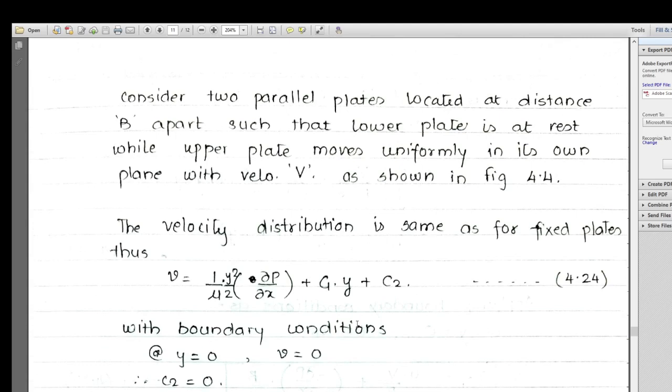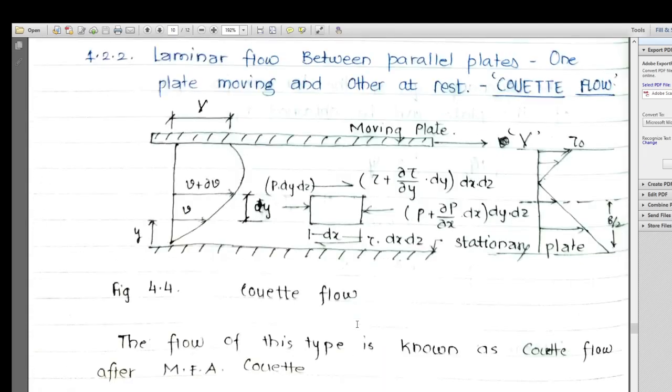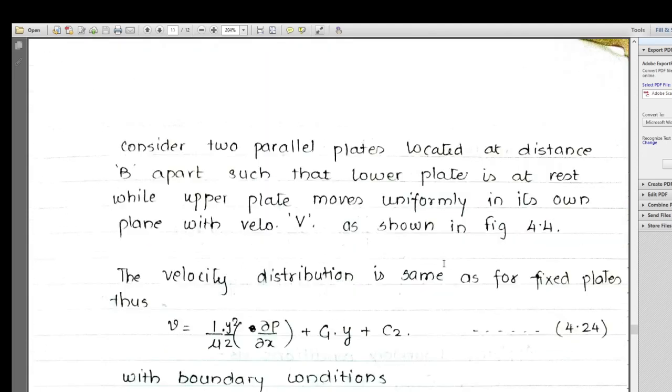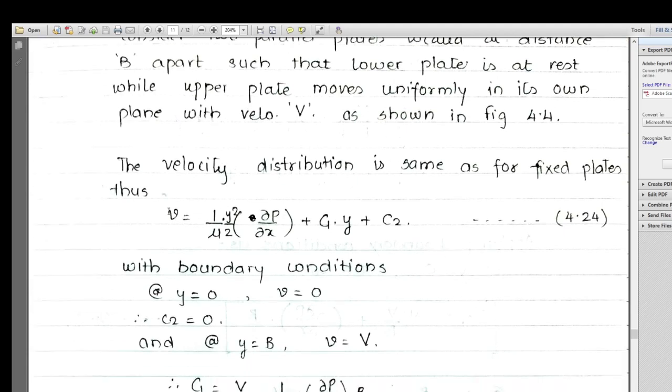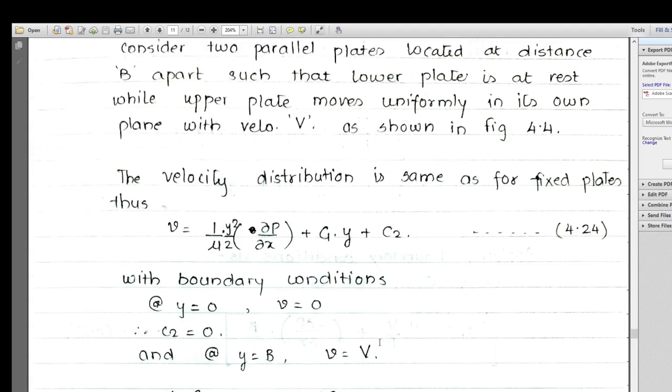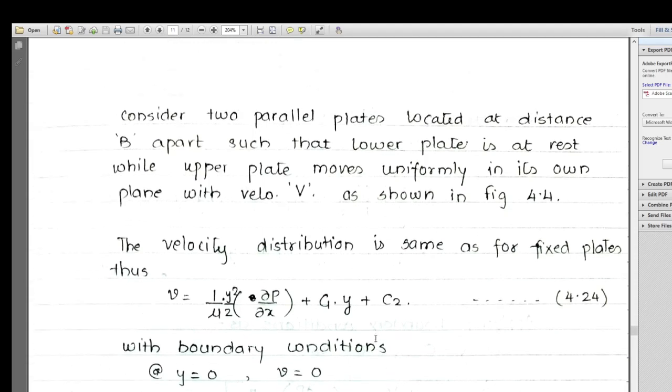Like when y is 0, velocity will be 0. When y is 0 here, the velocity will also be 0. Therefore, substituting these values in equation 4.24, we will get C2 equal to 0. And also, when y is equal to b, the velocity is equal to capital V.